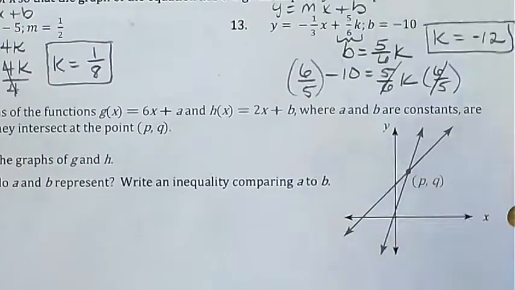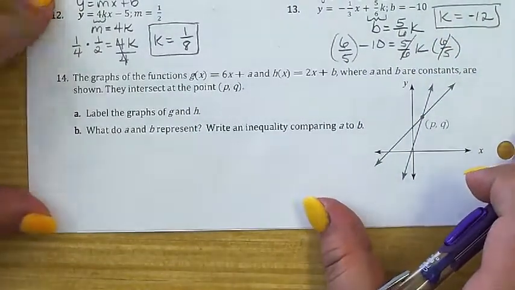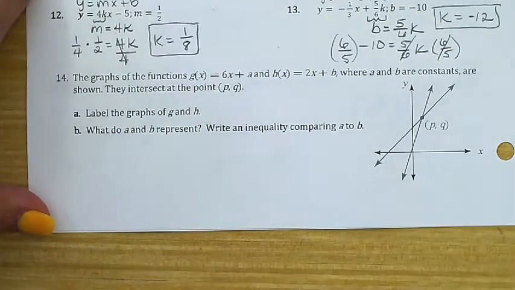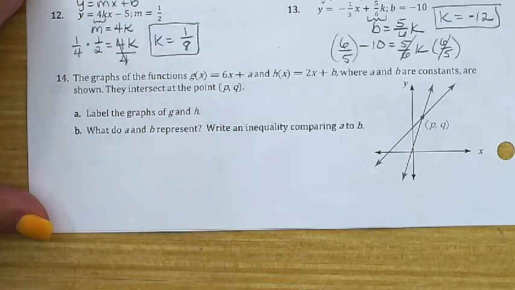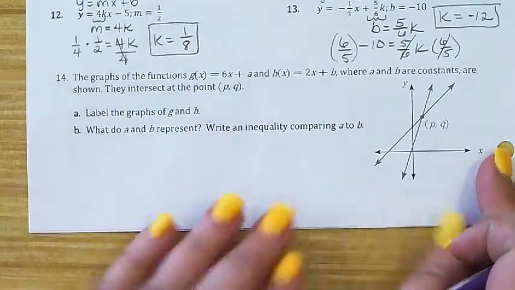And last but not least, gotta zoom that out. Let's move that. Okay, the graphs of the function g of x and h of x, where a and b are constants, are shown. They are intersecting at point PQ. So first of all, label the graphs g and h. So which one is which? That's the question. Well, let's think about that, right?